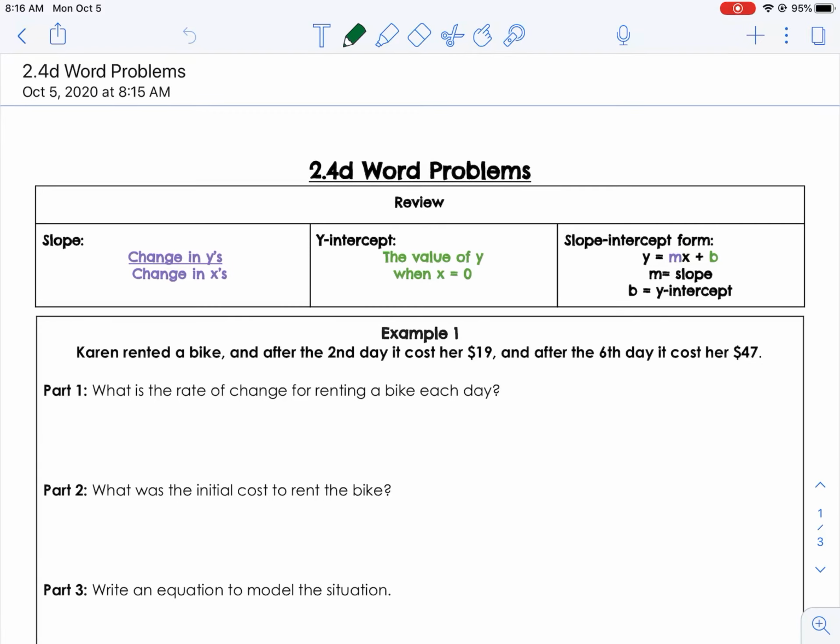Hey everybody, this is 2.4D. We're going to be looking at some word problems with slope and y-intercept.